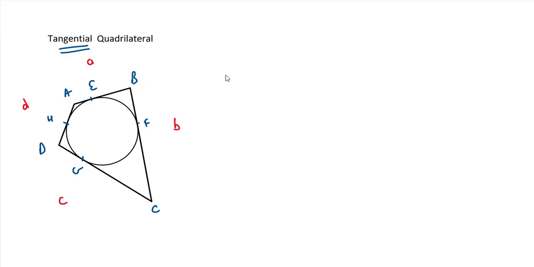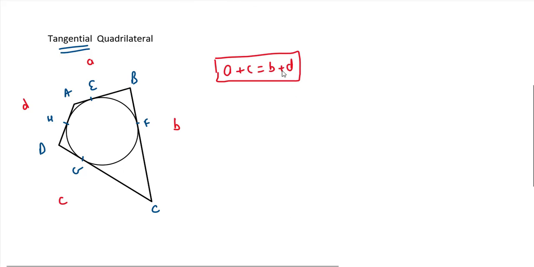In a tangential quadrilateral, the most important property is that the sum of the opposite sides will always be equal. So a plus c will be equal to b plus d. a plus c will be equal to b plus d. So how did we arrive at this relation? Let us understand that. First, let us consider a circle.